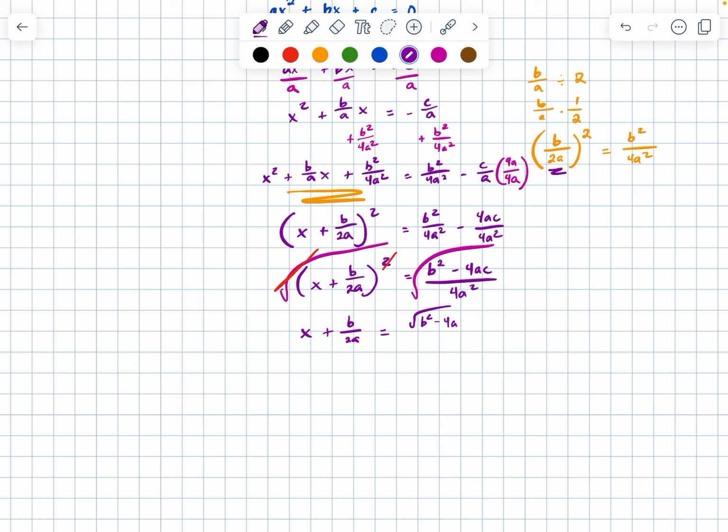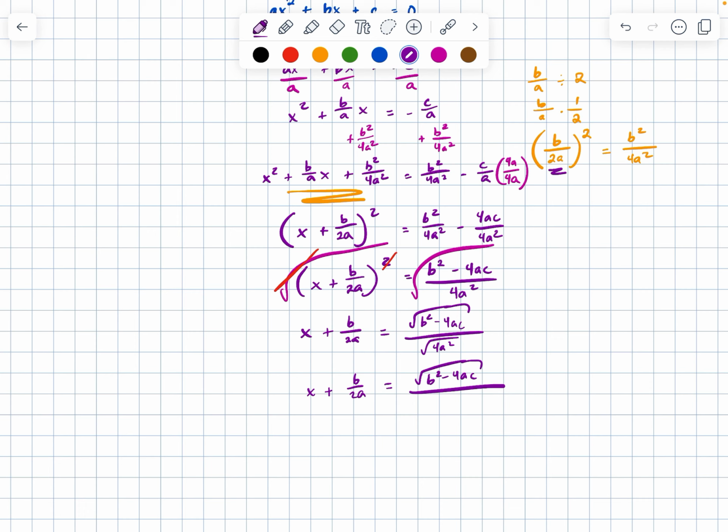So I'm going to take the square root of b squared minus 4ac and divide it by the square root of 4a squared. Now the x plus b over 2a, I can't do much with yet. The square root of b squared minus 4ac, I can't do anything with that either. But look at that denominator.